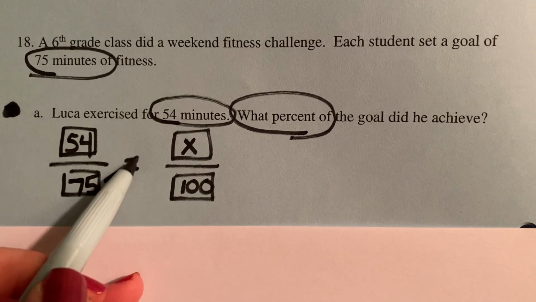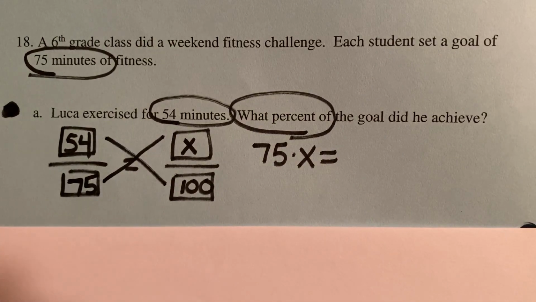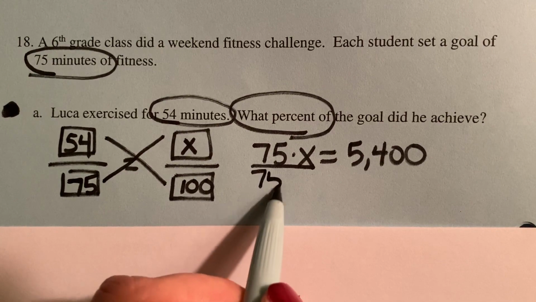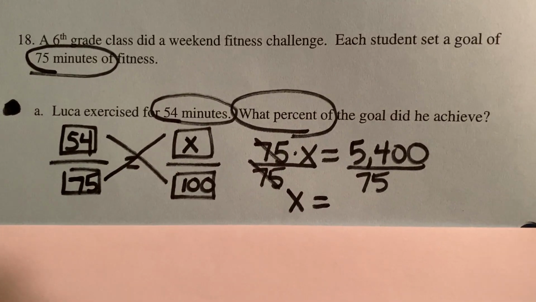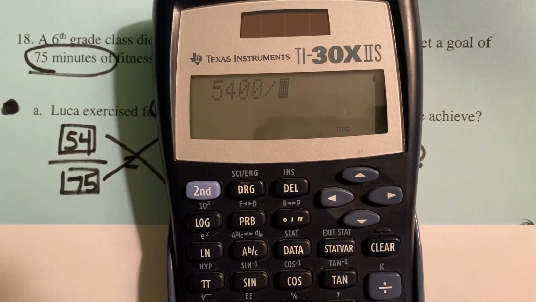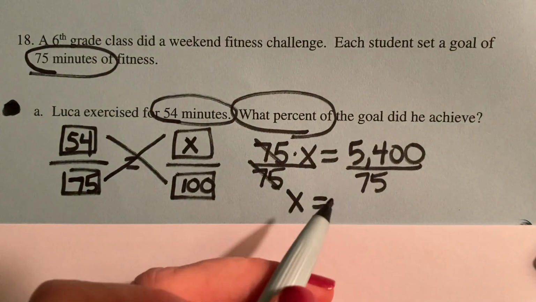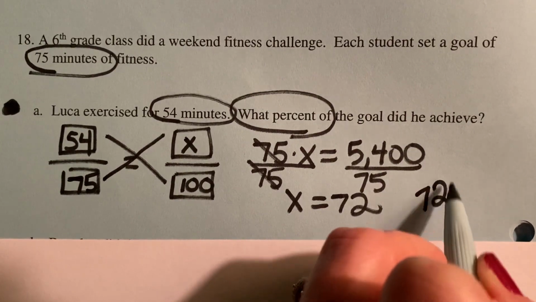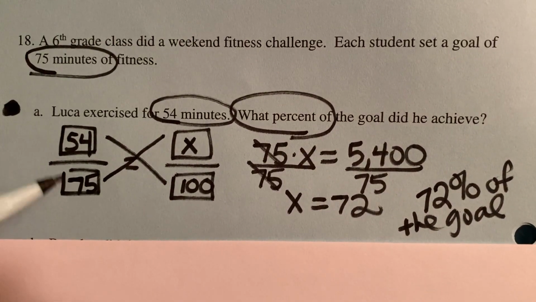So this time, 75 times X, always on the diagonal, equals 54 times 100, which is just 5,400. And this time, to get X alone, we're going to divide by 75. Cross, cross. And so 5,400 divided by 75, 72. So Luca achieved 72% of the goal. He didn't make it all the way, but he's over half. He's definitely over half. He's at 72% of the goal that was made by the 6th graders.